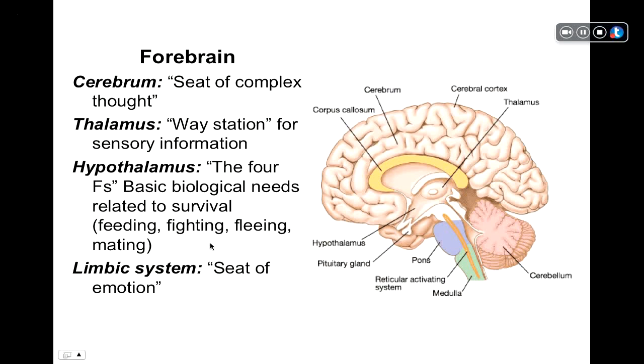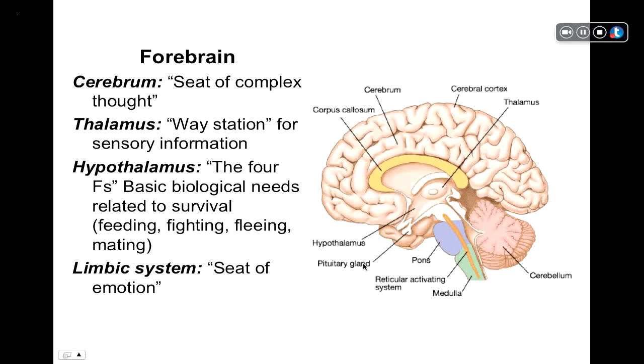And then lastly, the forebrain. Think of the forebrain as the largest and most complex part of the human brain. It contains the cerebrum, the thalamus, the hypothalamus, and the limbic system. So the cerebrum is that surface part of the brain. The convoluted surface is the cerebral cortex, which you're most familiar with. Think of the cerebrum as the seat of complex thought. So most of our higher order thinking and cognitive processing takes place at the level of the cerebrum.